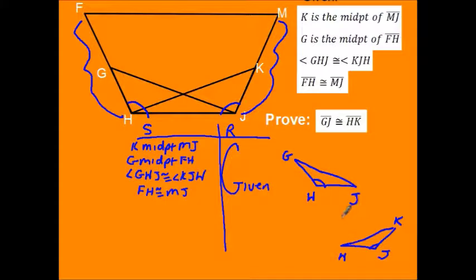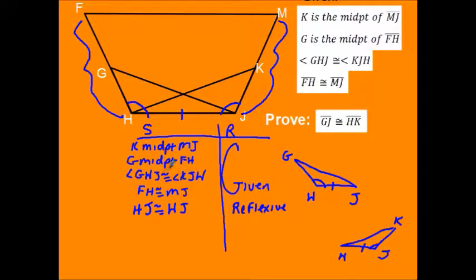Now, what I see here is I see that we have reflexive. They're sharing that full segment HJ. I'm going to say HJ is congruent to HJ. The reason is going to be reflexive. It's a full side of both triangles. I'm going to put in my markings here. And let's put in my markings on my original picture. Now we need another side.